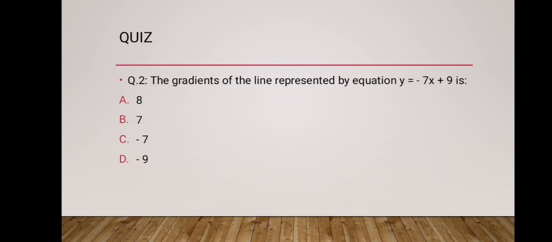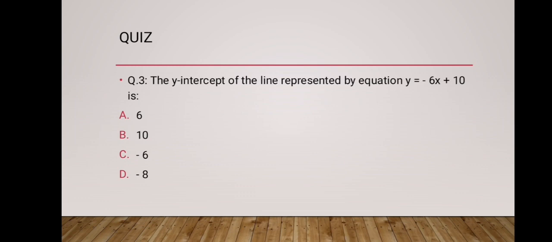If you look at question number 2, we have to work out the gradient of the line represented by the equation. Once again, the gradient is the coefficient of variable x, and in this case it is minus 7, so option C is the correct option. Question number 3: the y-intercept of the line. Now we have to work out the y-intercept, not the gradient. The y-intercept is always the second part of the equation, the term without variable x or y. So 10 is the y-intercept, and option B is the correct option for this one.